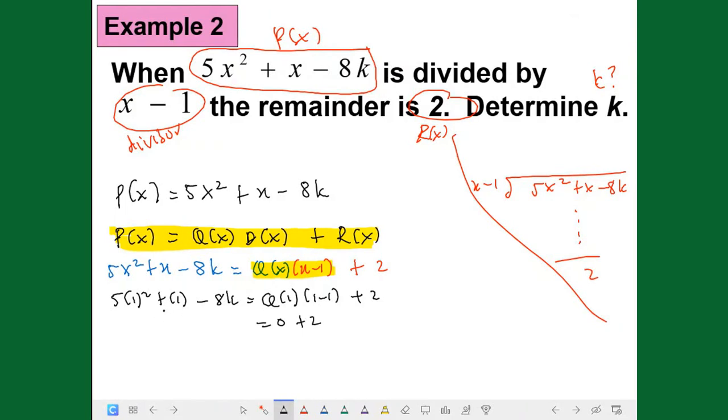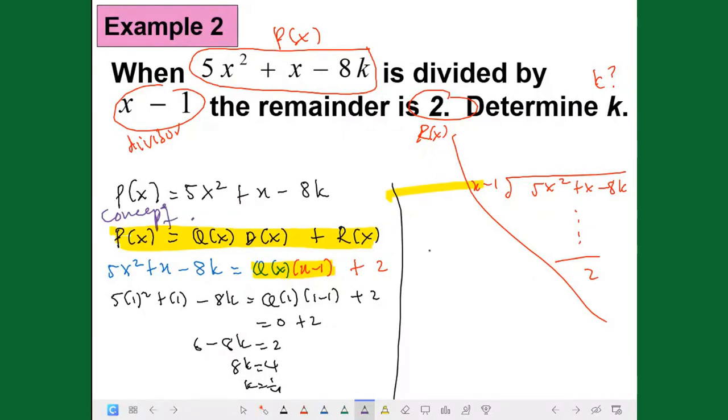We get 5, 6 minus 8k is equal to 2. Bring 8k across, so 8k equals 4, and k is equal to 1 over 4. Settle. This is using the concept.